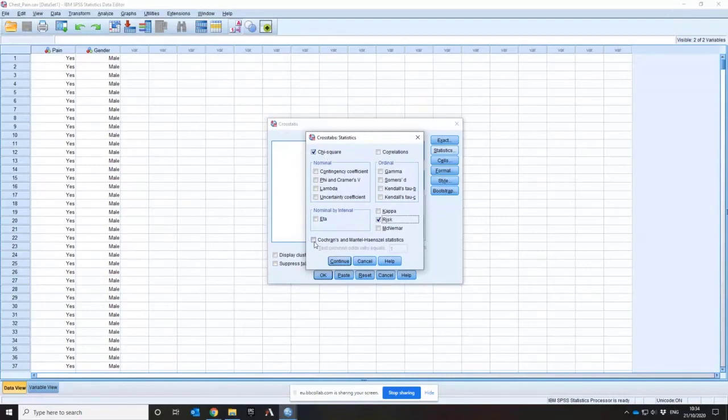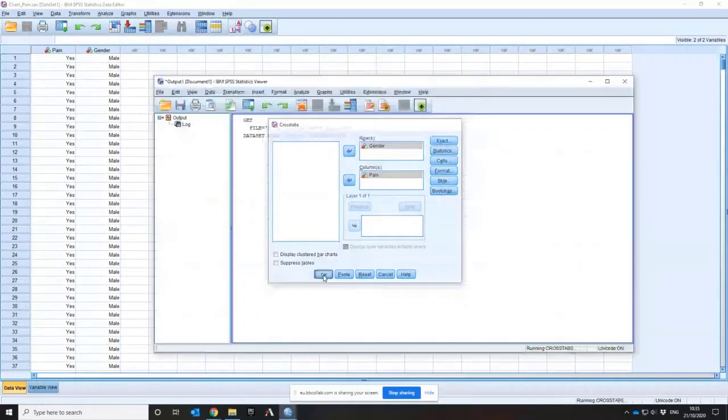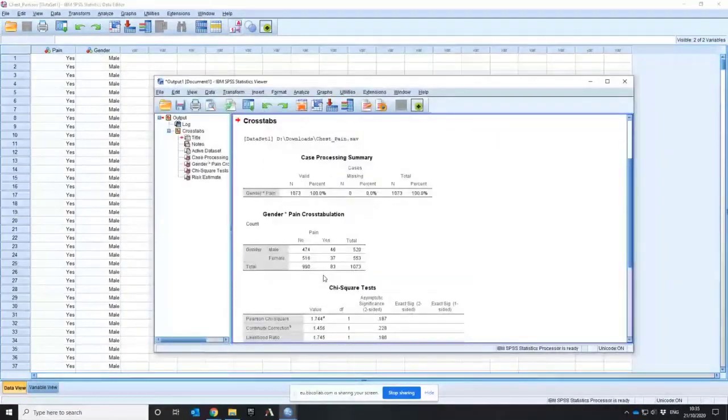Another thing you can do is Cochran's and Mantel-Haenszel statistics, which have a very specific use. So if you know you need to do that test, this is where to find it. Otherwise, just ignore it. Press continue. And then I just go OK. And I've finished. I've done everything I need to do for a chi-squared test within SPSS.